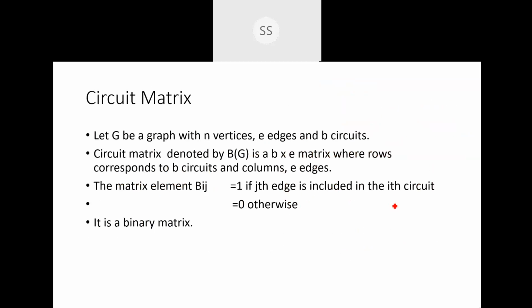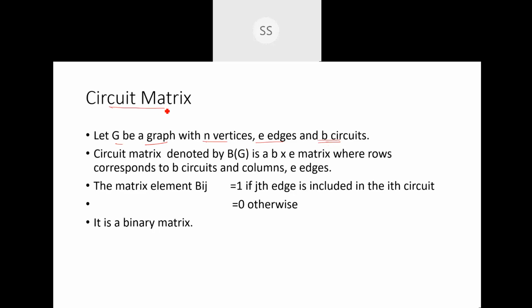Now, once that is done, let us go into the circuit matrix. Next, we have something called the circuit matrix. From that terminology itself, we can understand that it consists of all circuits. So we say, let G be a graph with the normal definition. It consists of n vertices and e edges, and also it consists of B circuits.